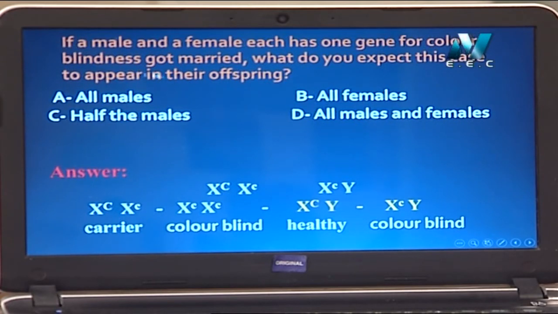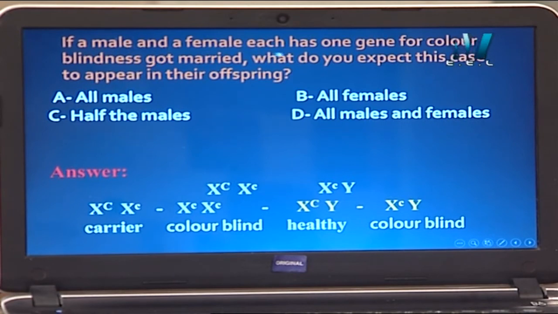Another question: if a male and a female each has one gene for color blindness got married, what do you expect this case to appear in the offspring? All males, or all females, or half of the males, or all males and females? And the answer is here.